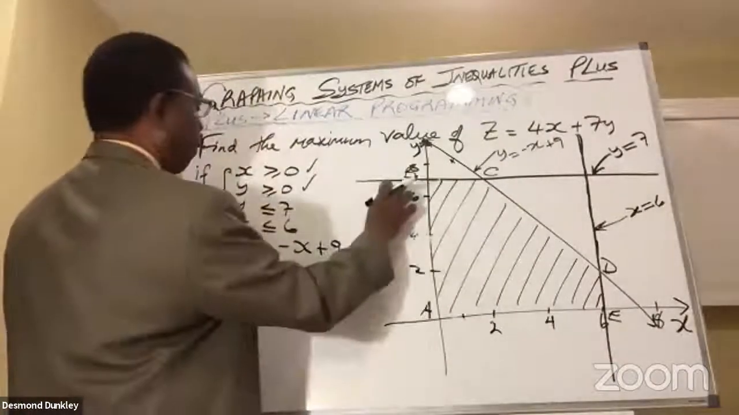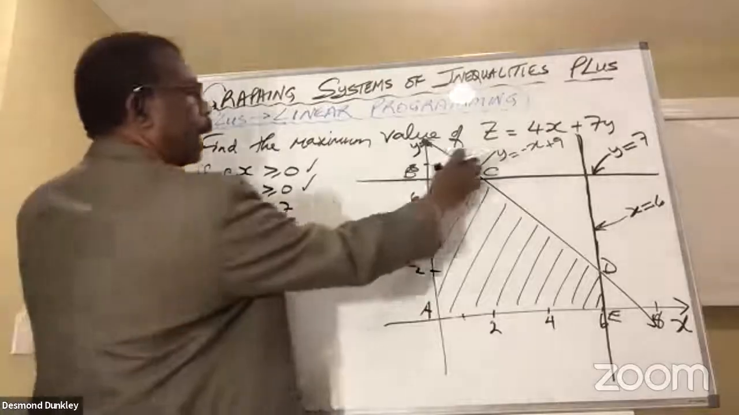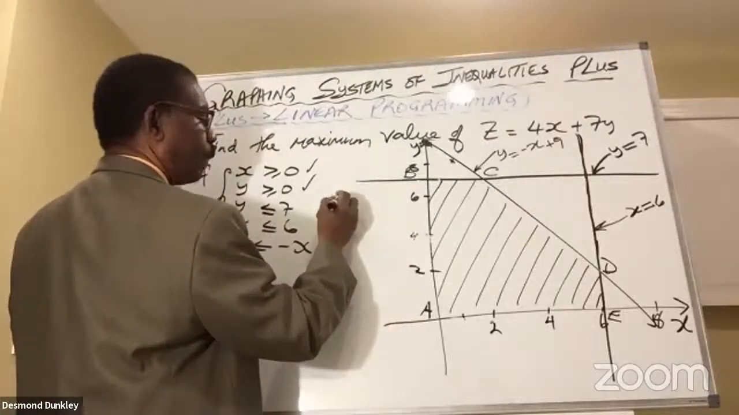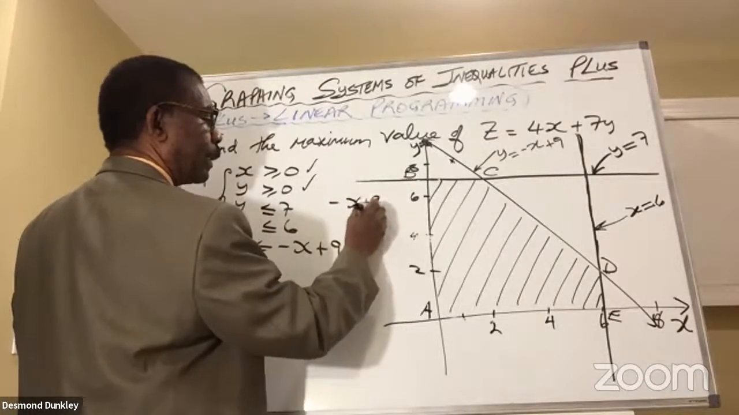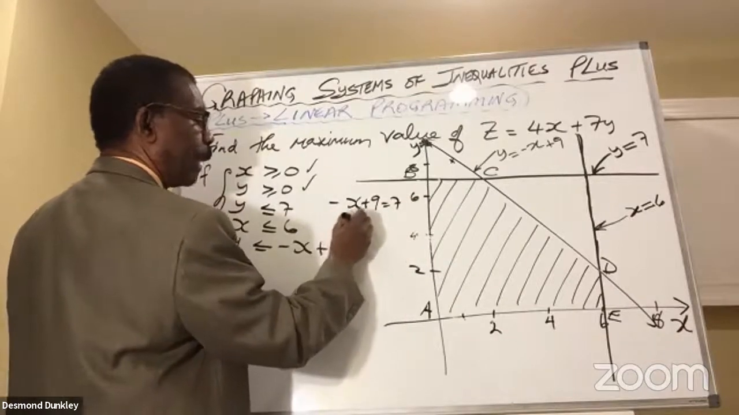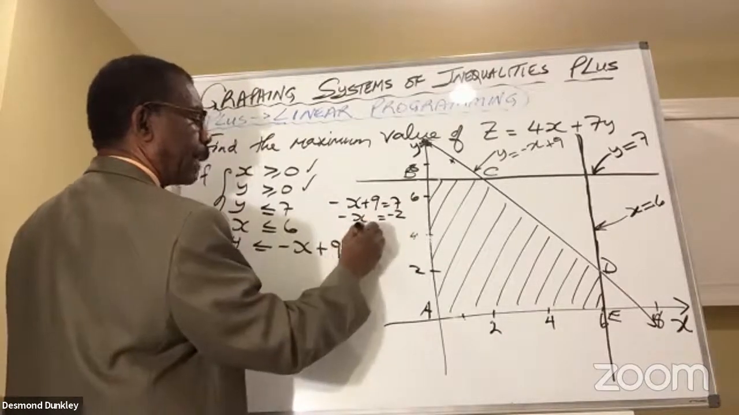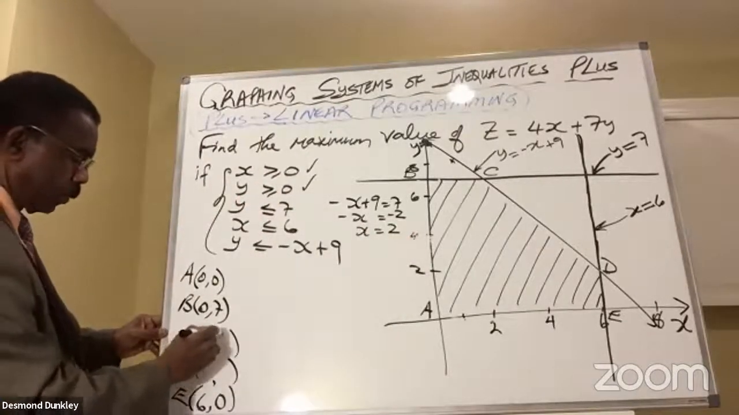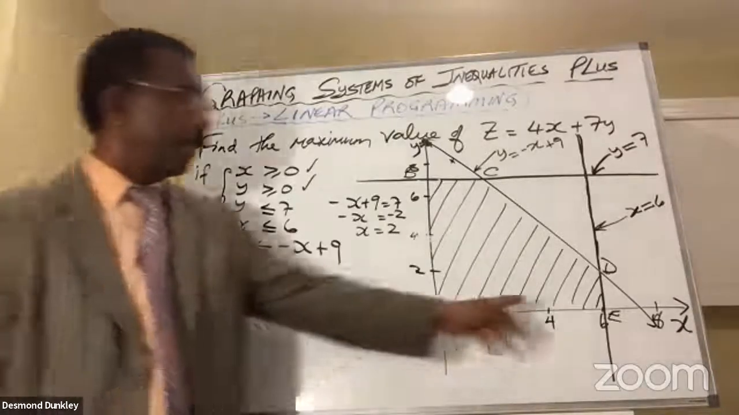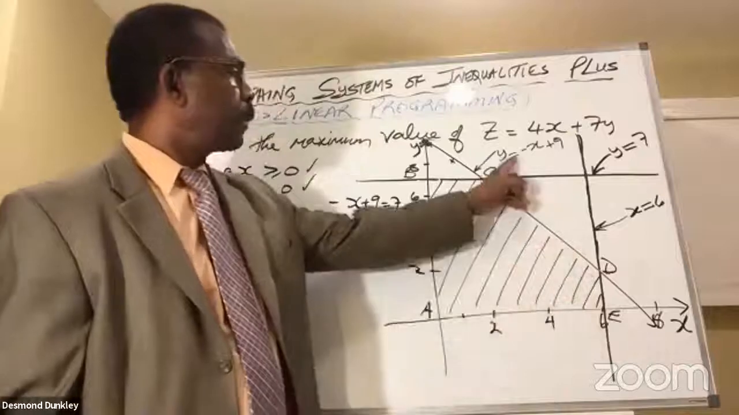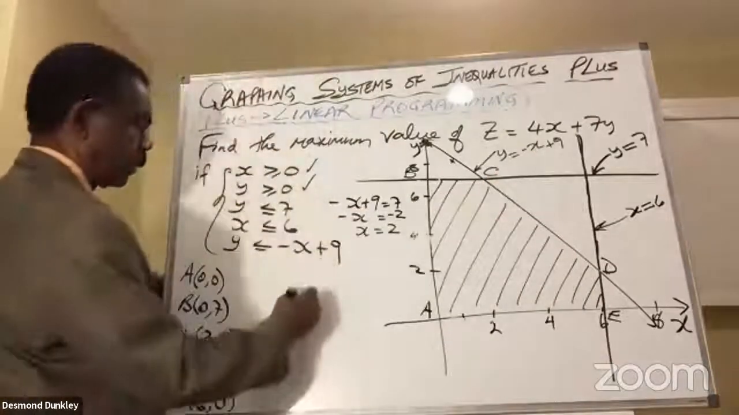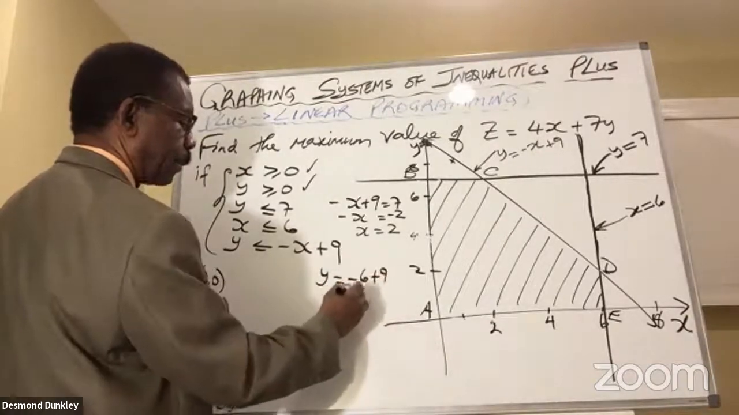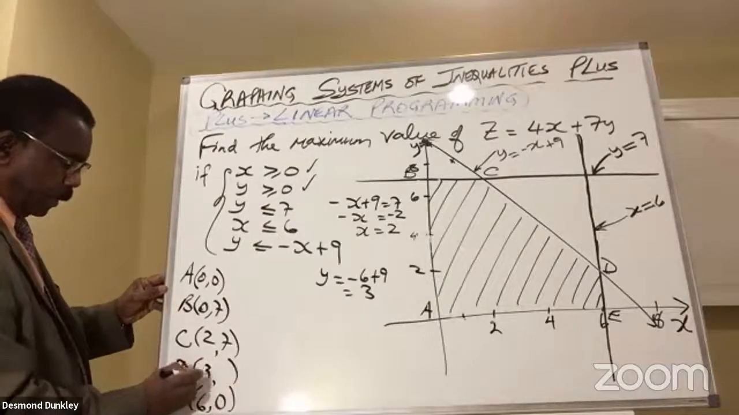What's the intersection of y equal to 7 and y equal to negative x plus 9? Okay, so therefore we solve negative x plus 9 is equal to 7. So negative x is equal to negative 2. So x has to be 2 when y is 7. So the point C is 2, 7. What about this one? x has to be 6. So what is y when x is 6? So y is equal to negative 6 plus 9. y is equal to 3. So this one is going to be 6, 3.